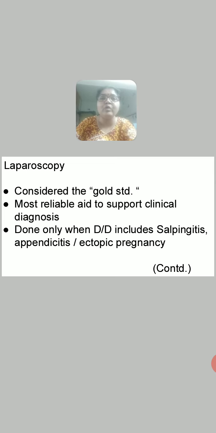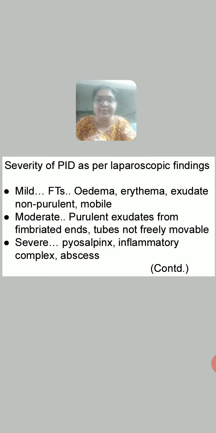It is done only when the differential diagnosis includes salpingitis, appendicitis and ectopic pregnancy, because the features of all these conditions are more or less similar. So when you are confused between these three clinical conditions, when you are not getting the exact diagnosis of the patient, you can confirm it through laparoscopy.